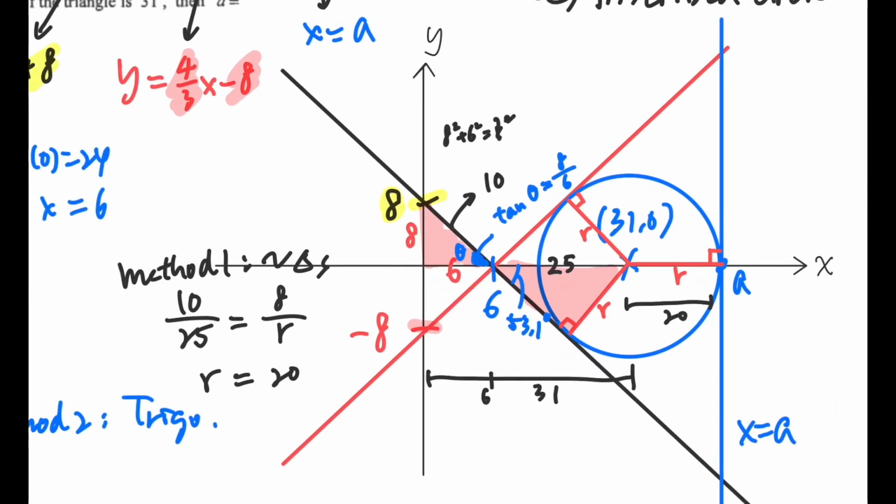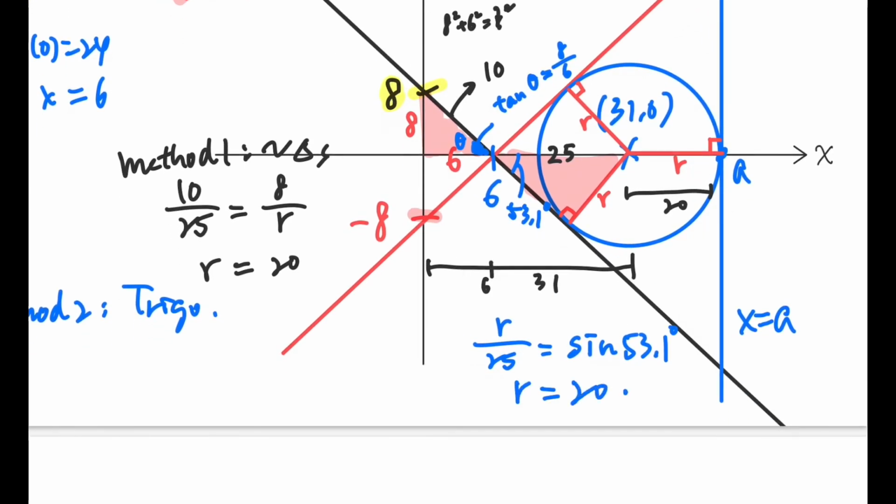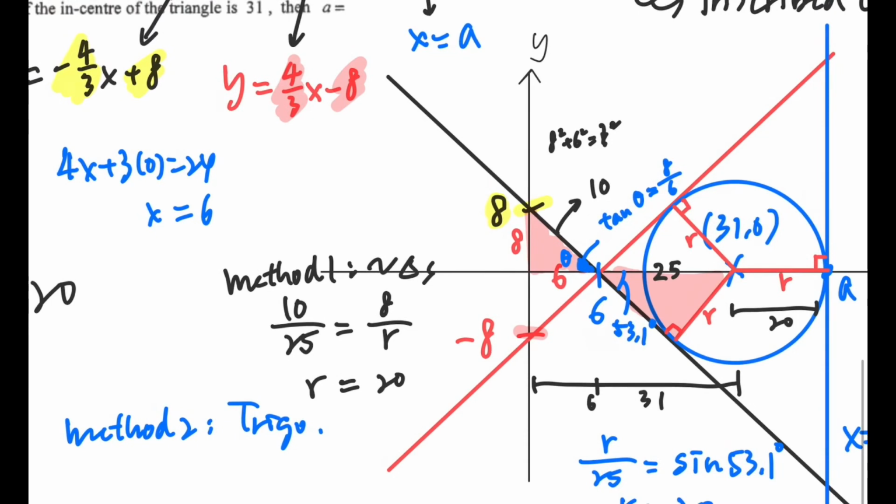Based on this, if you know 25, then you can look for r. r over 25 is opposite side over hypotenuse, which is sine 53.1. So I take the previous answer, take the sine and times 25, and it also equals 20. So there are two ways for either triangle: using tangent and then sine one more time based on the same theta, and then you can find the length both ways.